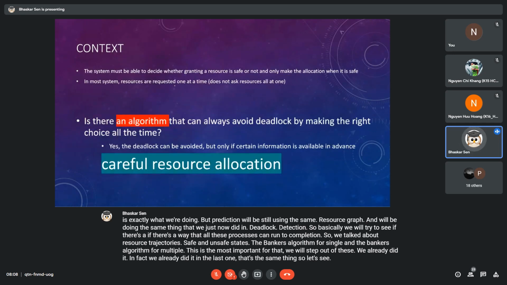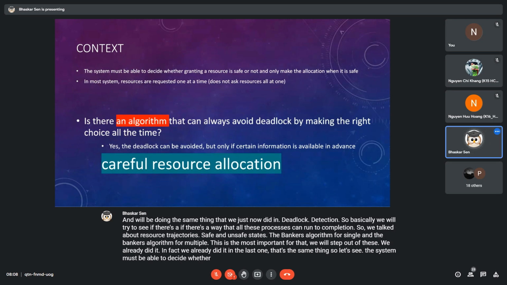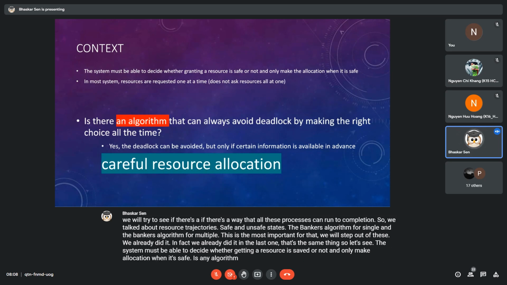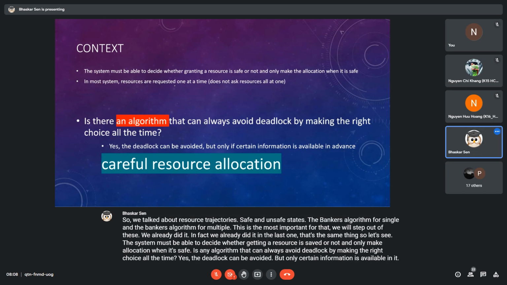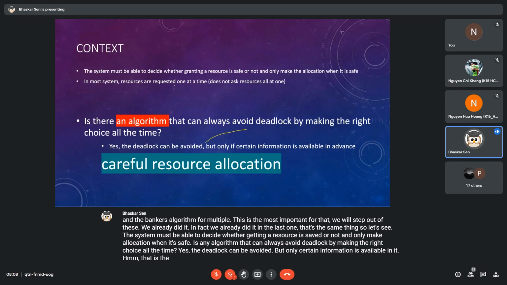The system must be able to decide whether getting a resource is safe or not, and only make the allocation when it is safe. Is there any algorithm that can always avoid deadlock by making the right choice all the time? Yes, deadlock can be avoided, but only if certain information is available in advance. As I said, that is not always possible.